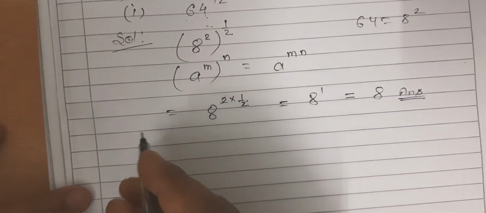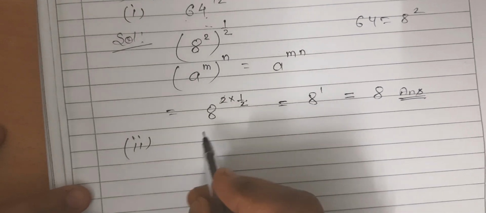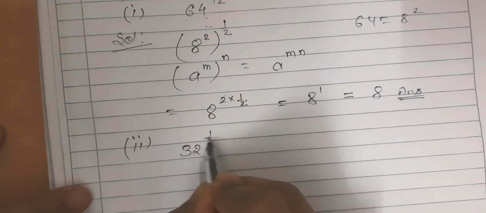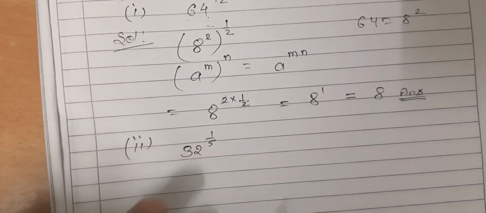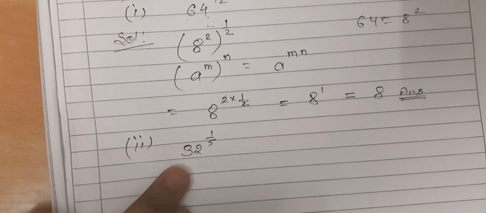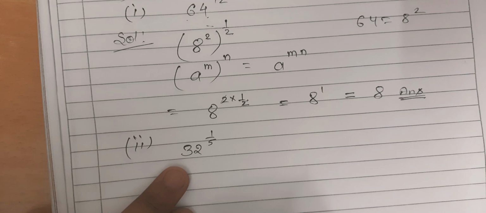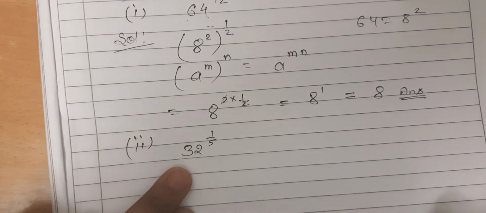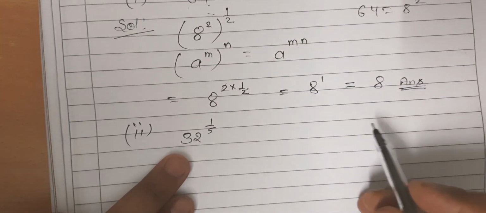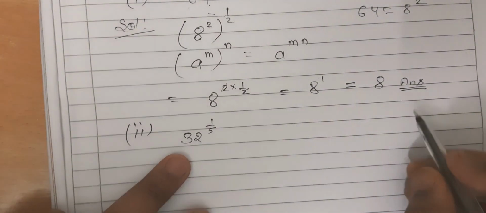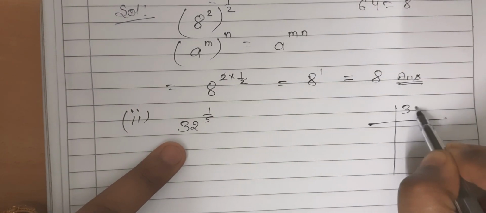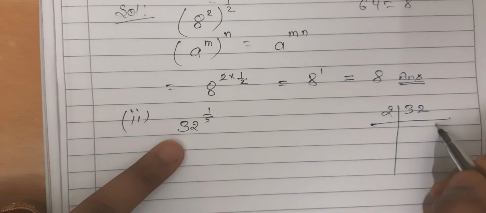Now the next question is 32 raised to the power 1 by 5. Now this 32 is not a perfect square, because square of 5 is 25 and square of 6 is 36, and this 32 lies between 25 and 36. So we will find the factors.